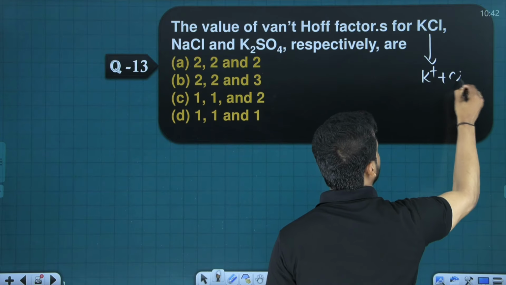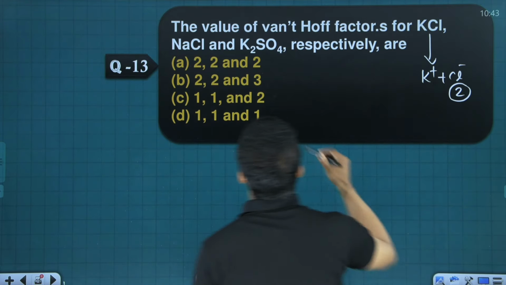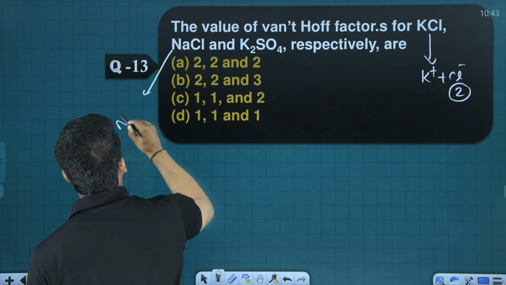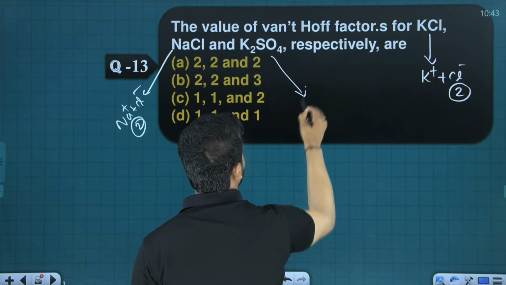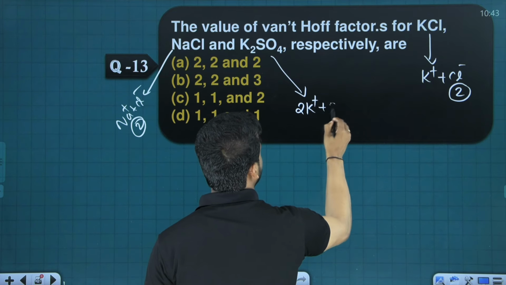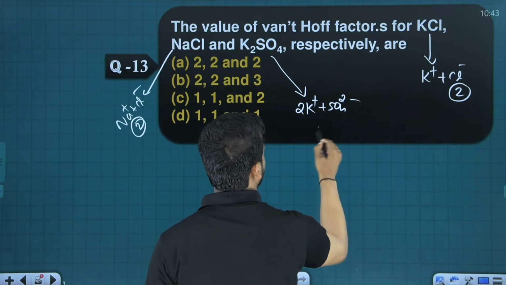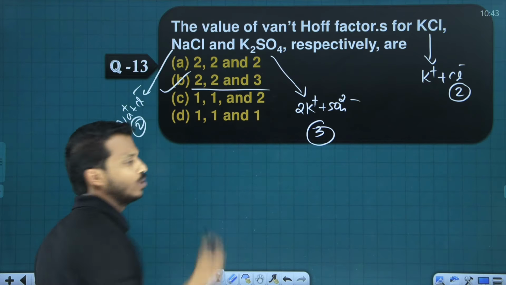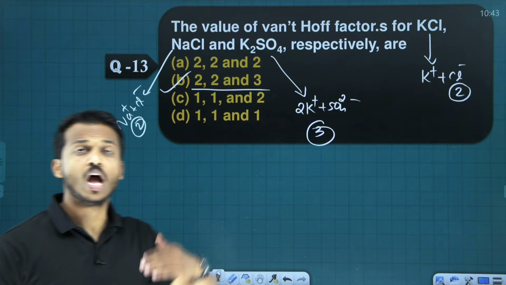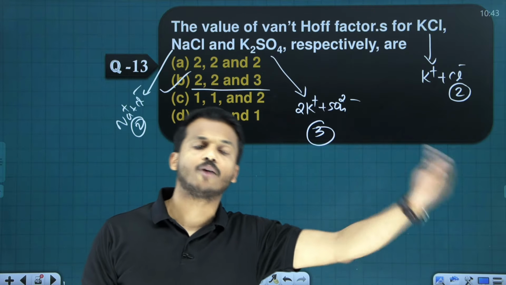The value of Van't Hoff factor for KCl, dear all: KCl gives you how many ions? K+ and Cl-, so Van't Hoff factor 2. And NaCl gives you how many ions? Na+ and Cl-, 2 ions, so 2. And K2SO4 will give you 2K+ and SO4 2-, a total of 2 plus 1, 3. So 2, 2, 3. Dissociation means how many particles we get after dissociation. Just check.